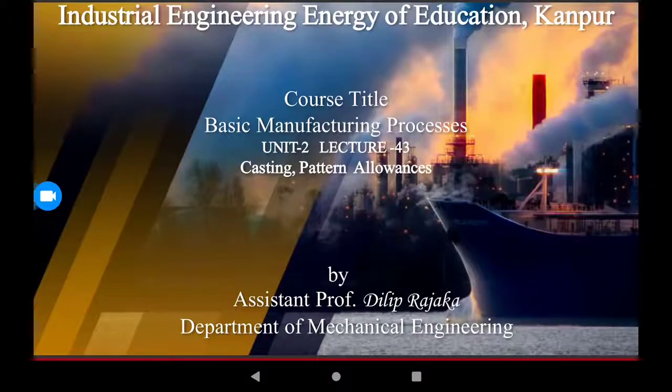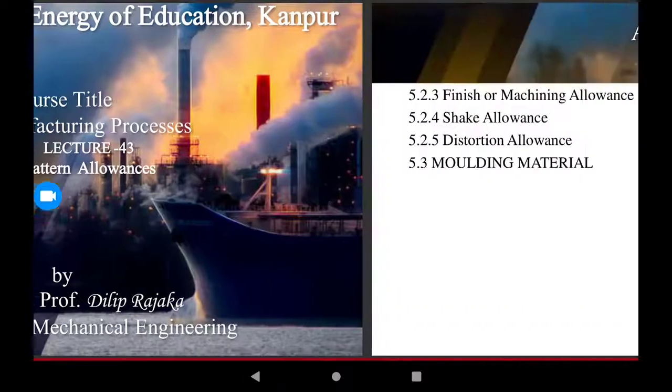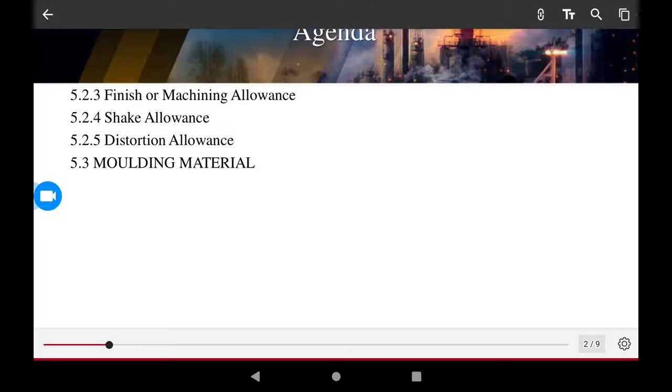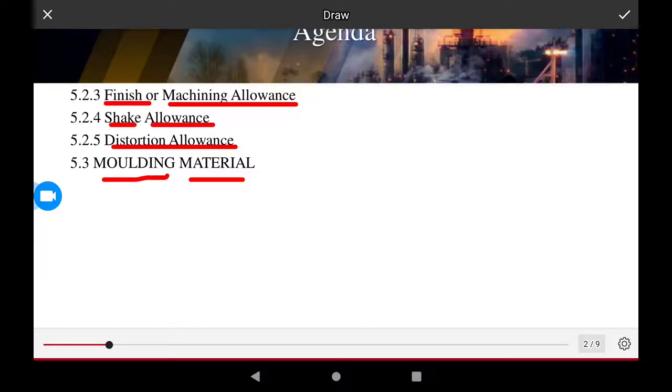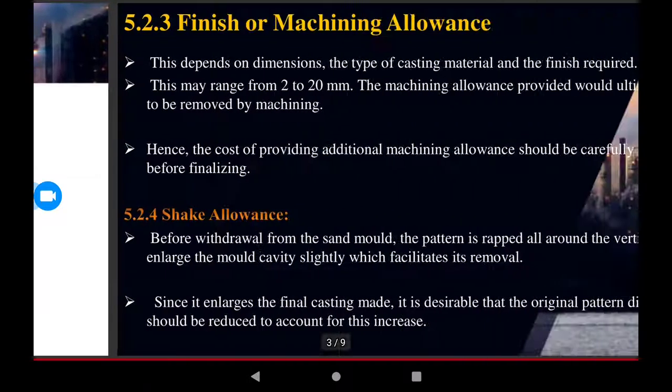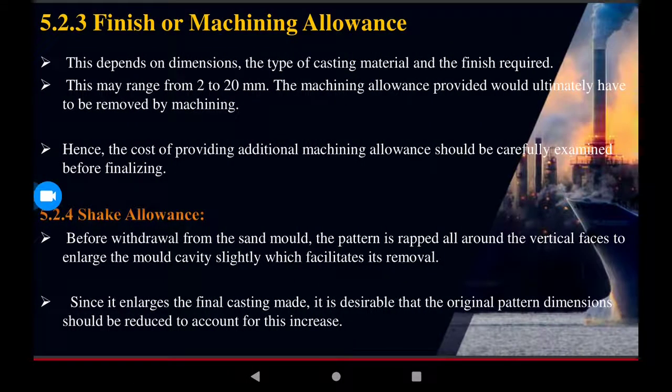Welcome to this course, Basic Manufacturing Process, Unit 2, Lecture 43: Casting Pattern and Allowance continues. Agenda for today: finishing or machining allowances, shrinkage allowances, distortion allowances, and molding materials. Finishing or machining allowances.